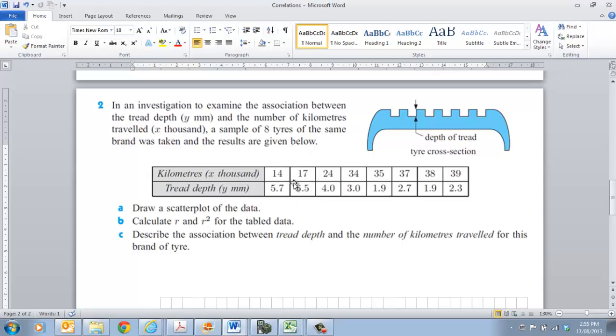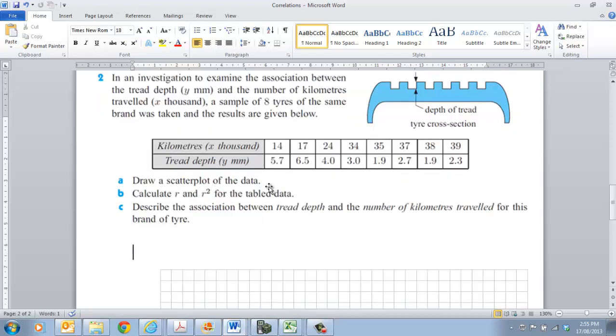Right, so what we want to see is is there a correlation between the number of Ks that you travel and the tread depth that you might have in your tyres. So it says draw a scatter plot of the data. So what I would do is I'd start by putting this information into my calculator to do this, and we still have to draw a part of this, and I'll show you how to do that in a second.